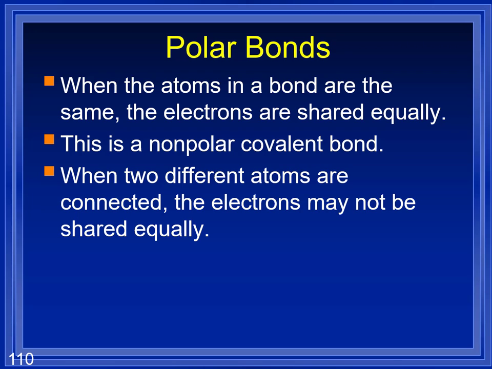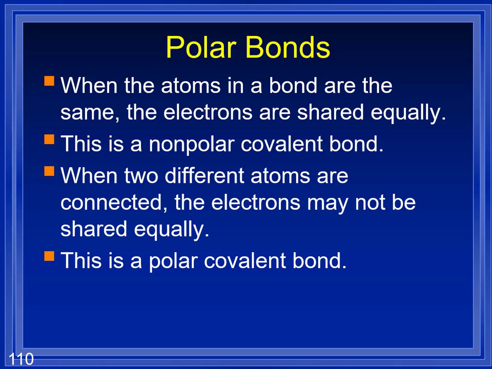When two different atoms are connected, the electrons may not be shared evenly. One of those atoms may pull harder on electrons than the other. And if one pulls harder than the other, they're not going to be shared evenly. So when the electrons are not shared evenly, that's when it's a polar bond, a polar covalent bond.